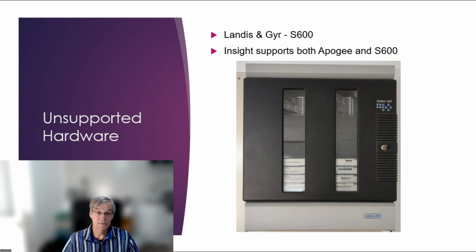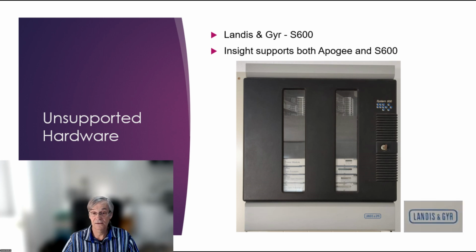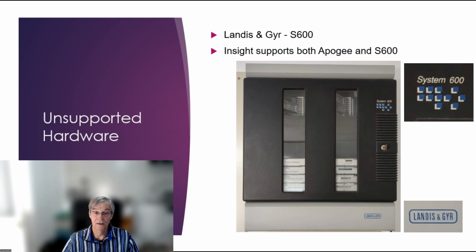And finally, we get to the list of unsupported hardware, if any. The Apogee system has been around for many years and started off life as the Landis+Gyr System 600. The Insight PC supports both Apogee panels, which are the newer panels, and System 600 panels. BACnet P2 only supports Apogee panels, so we do not support System 600. This report gives us a list of any panels that are on the system that will not be integrated.